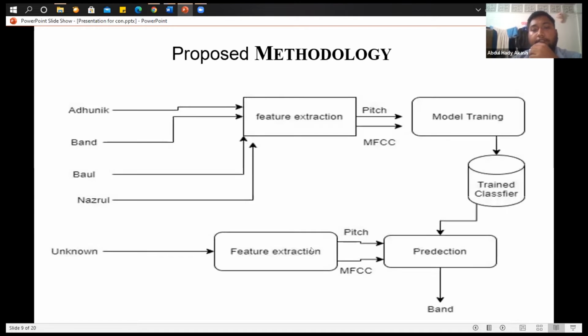So after pre-processing, this is our methodology. First of all, we cut the songs and send them to the feature extraction part, and we use MFCC. Then the classifier model is trained, and the classifier predicts the result and shows it.